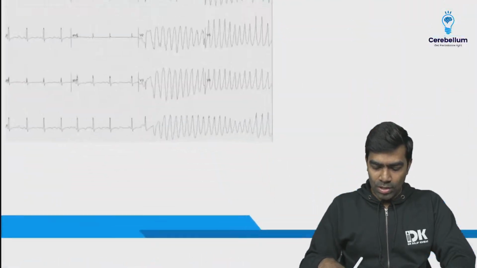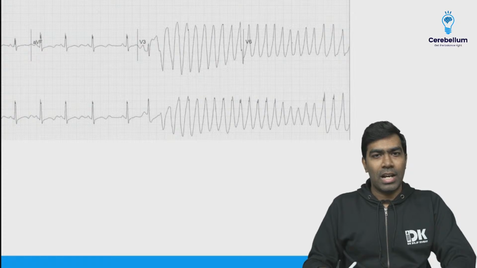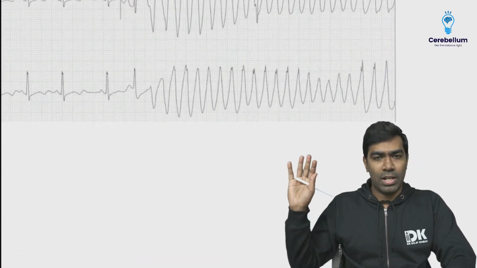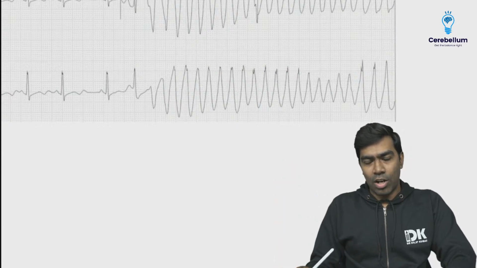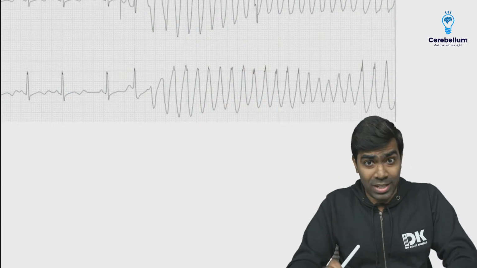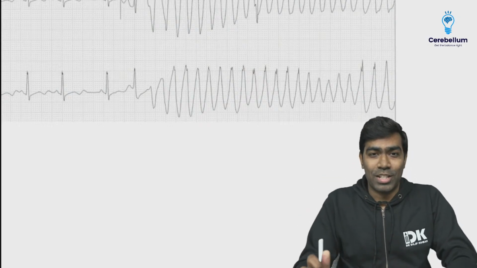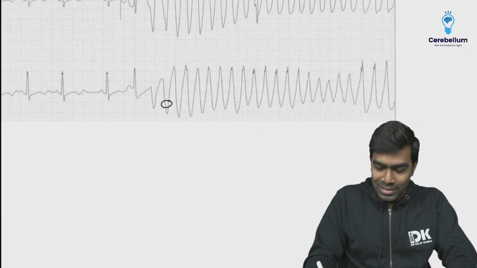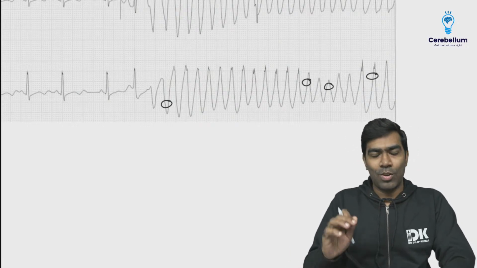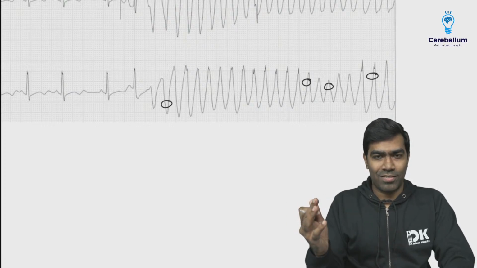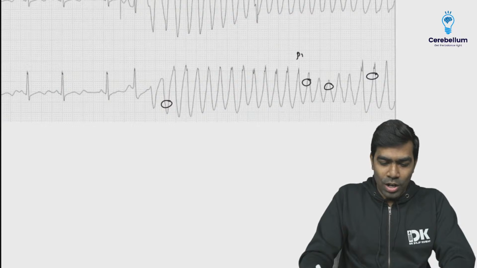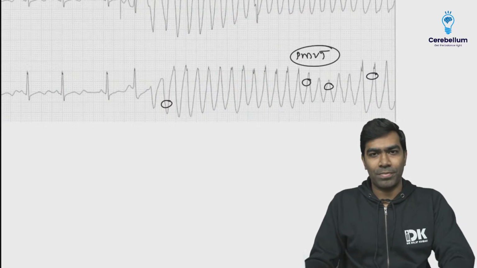Look at this one. So this is a polymorphic ventricular tachycardia. None of you will have doubt whether this is a VT or not. Definitely this is a ventricular tachycardia, but monomorphic or polymorphic? This is the polymorphic ventricular tachycardia. So why polymorphic? Because the complexes are different. Look at the complexes. The QRS complexes are looking different from each other. They are not the same. They are not having a single morphology. So this is a polymorphic ventricular tachycardia.